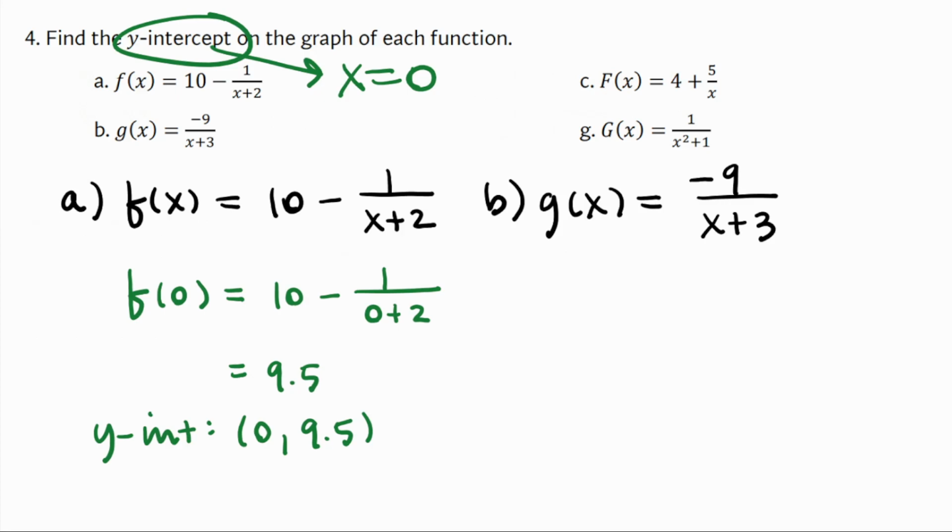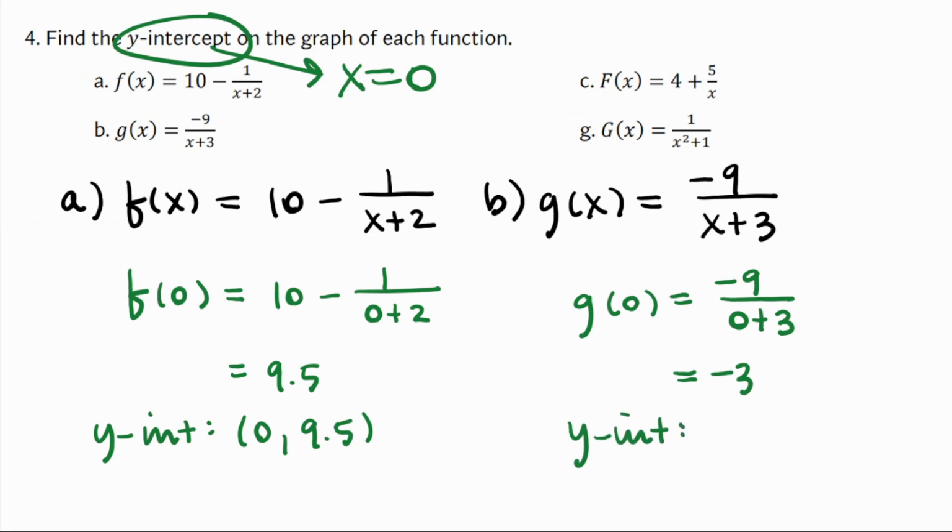For g of x equals negative 9 over x plus 3, I'm thinking the exact same thing. I'm going to plug in x equals 0, so I'll have g of 0, the y-coordinate on the graph of g that corresponds to x equals 0. That'll be negative 9 over 0 plus 3, and negative 9 over positive 3, that's negative 3. So my y-intercept on this graph would be x equals 0, y is negative 3.